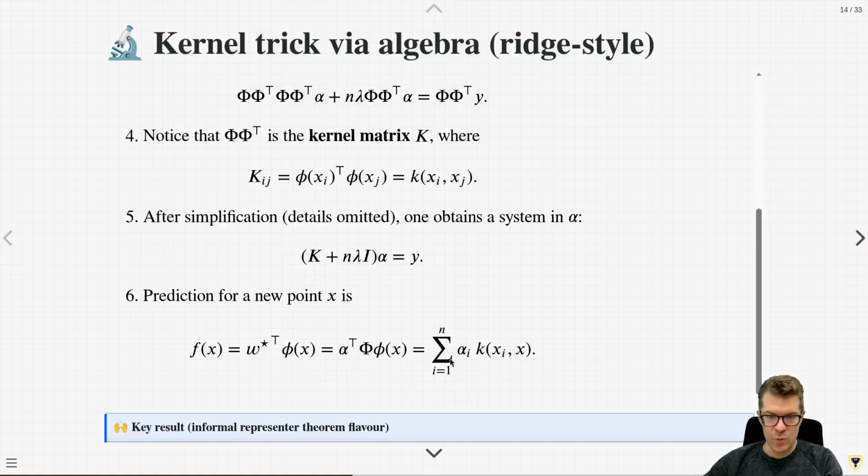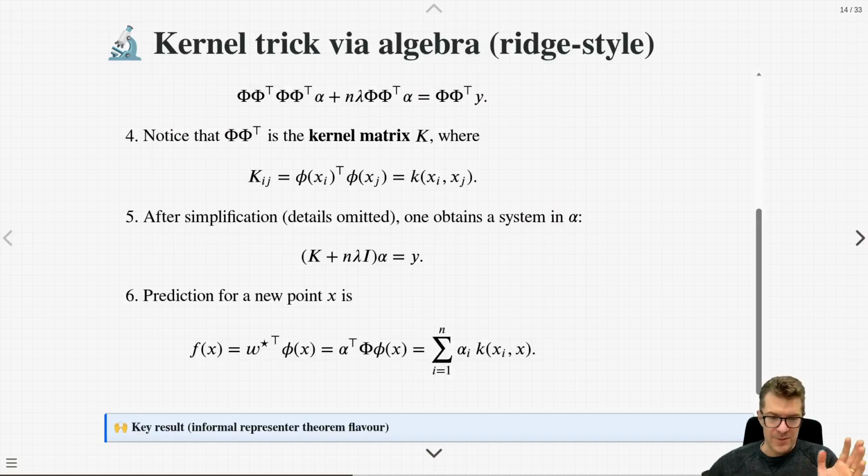And we know how to transform this function. It's just going to be the sum over all of the n data points of alpha sub i times the kernel of x sub i, which is the data point in our training data, and x, which is the data point we're trying to make an inference on in our evaluation set, in our test set.